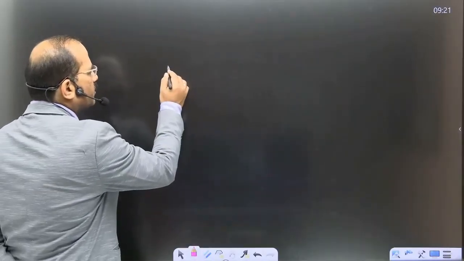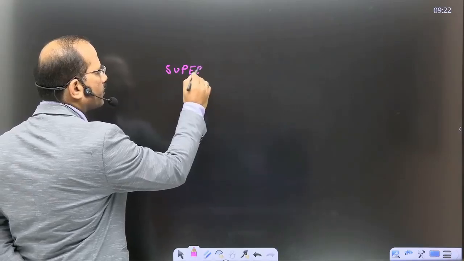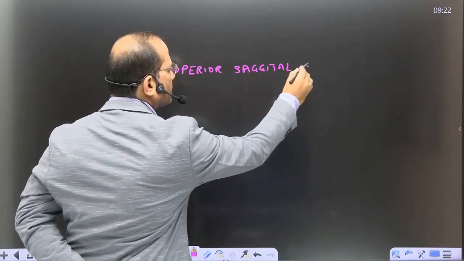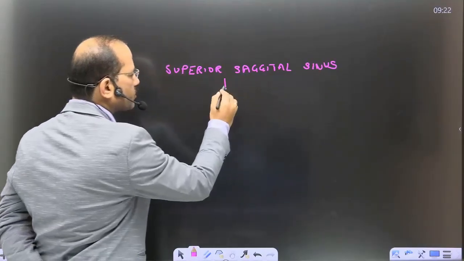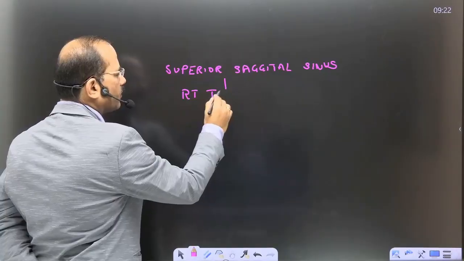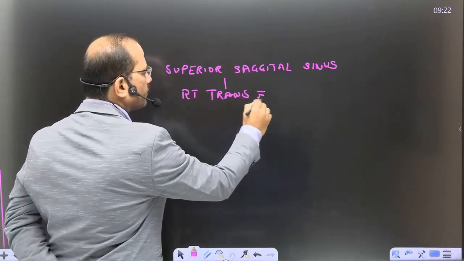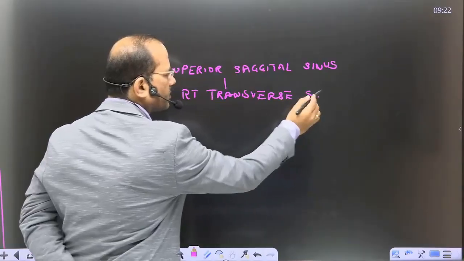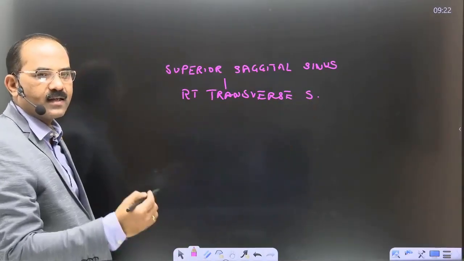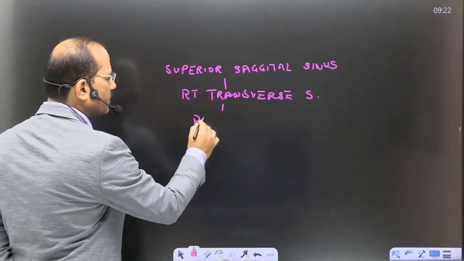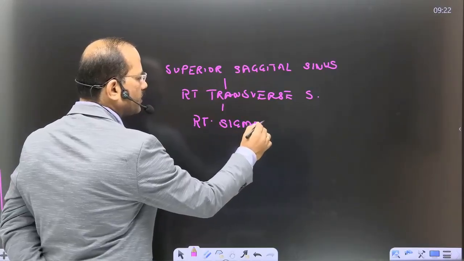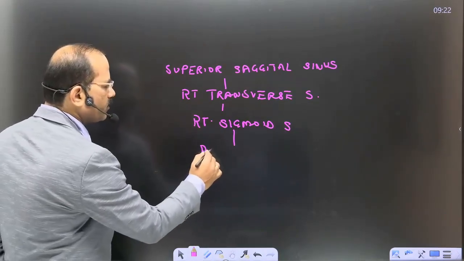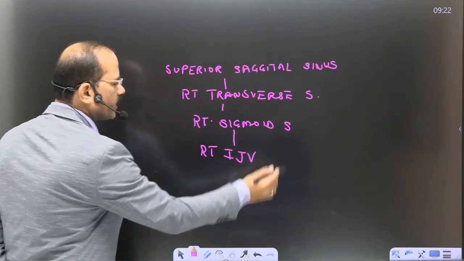So we'll make it like this. The superior sagittal sinus. Okay, I'll just put an S for sinus. The superior sagittal sinus continues as the right transverse sinus. The right transverse becomes the right sigmoid sinus, and the right sigmoid sinus gets out through the posterior compartment of the jugular foramen. It becomes the right internal jugular vein.